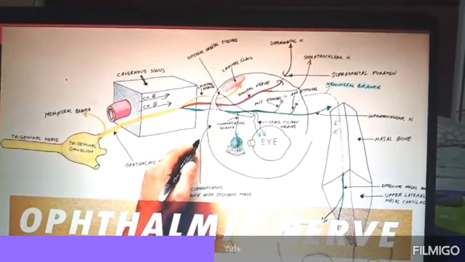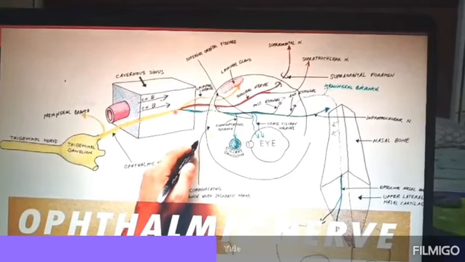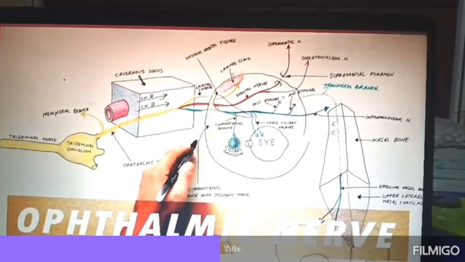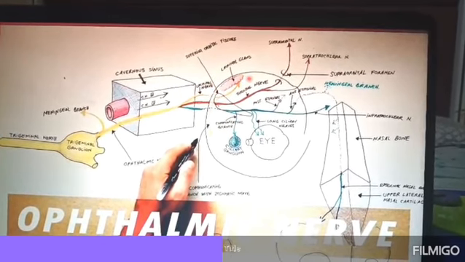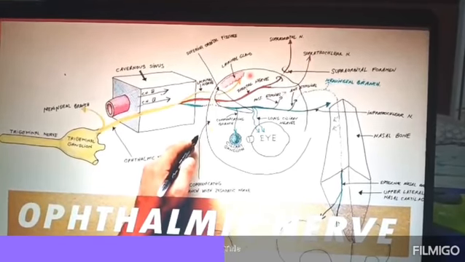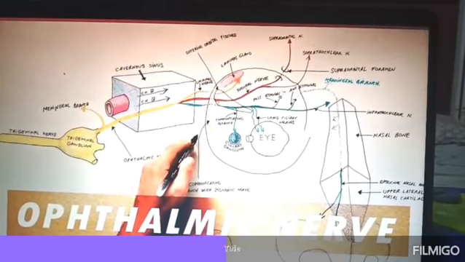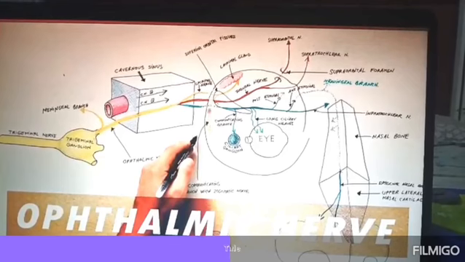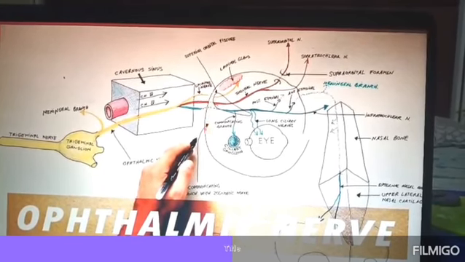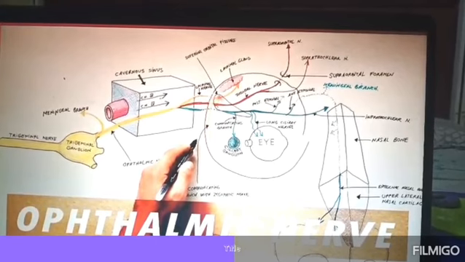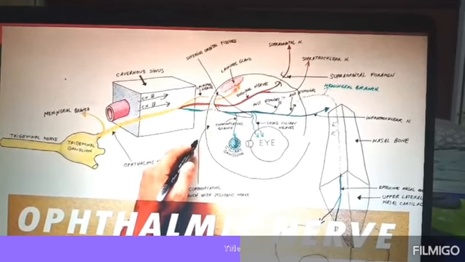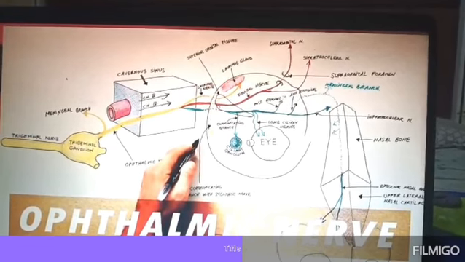So the lacrimal gland receives sensory supply from the lacrimal nerve, that is the branch of the ophthalmic division, but it also receives secretomotor fibers, which are the postganglionic secretomotor fibers from the sphenopalatine ganglion by means of the zygomatic nerve. This zygomatic nerve carries the second order, that is postganglionic, secretomotor fibers. It meets the lacrimal nerve here and gives its fibers to the lacrimal nerve, and these secretomotor fibers are supplied through the lacrimal nerve to the lacrimal gland.